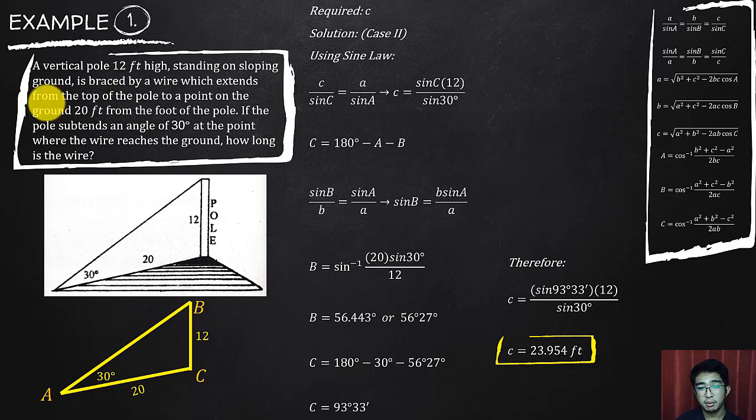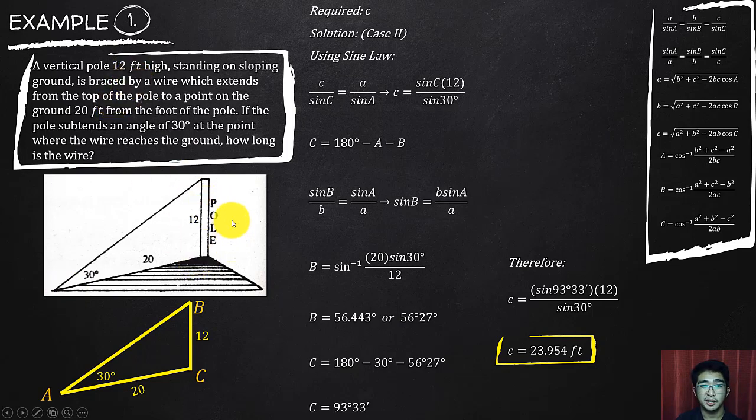is the wire? So probably there is a wire there to prevent the pole from toppling or falling over. That's why there's a guy wire there to secure the pole on the ground. However, this particular scenario is that our ground is now inclined. So there is an incline between the point of observation, or the wire, towards the base of the pole. It is now inclined. The pole is 12 feet high.